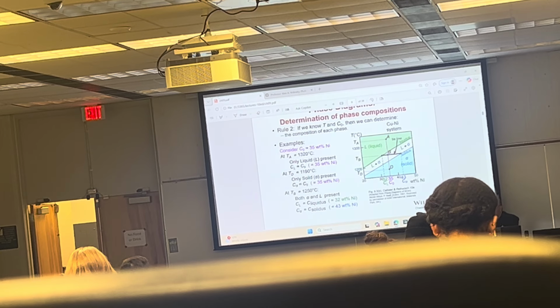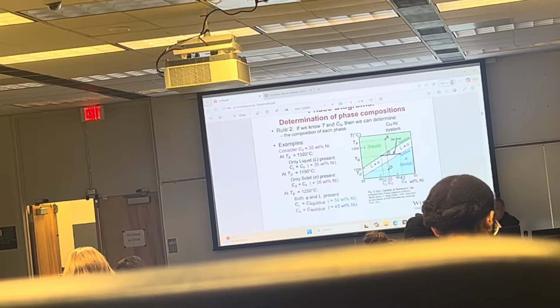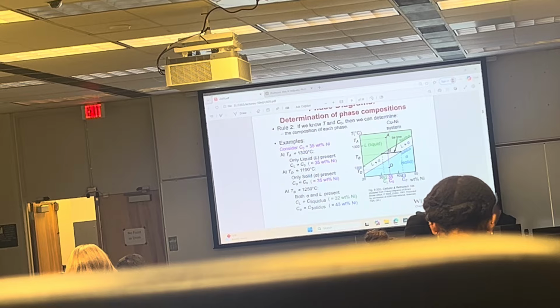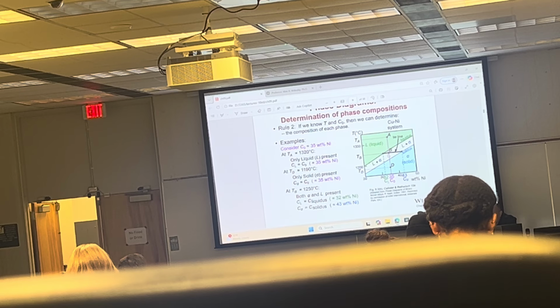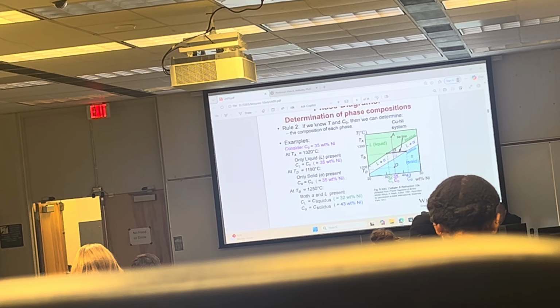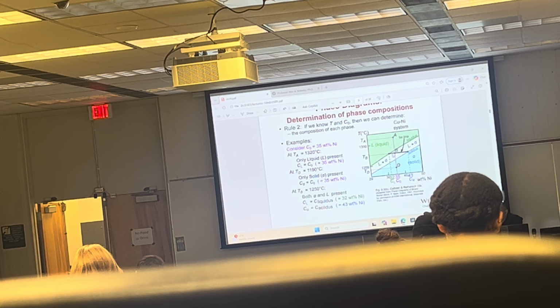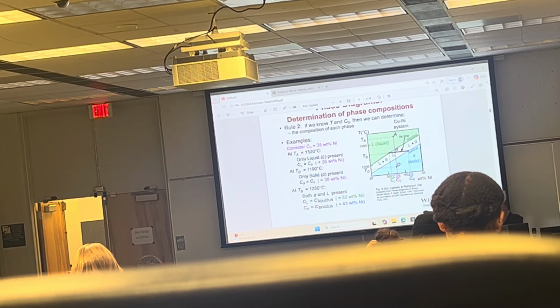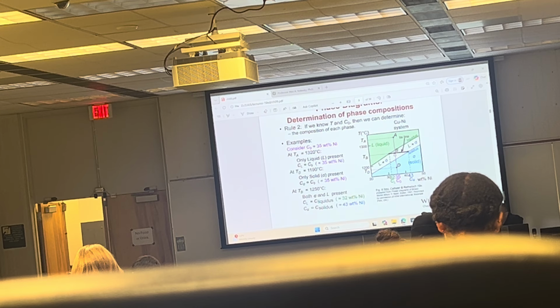But if we are in the two-phase region, where is the two-phase region? It's right here. It's the white color, and no color. The composition of each phase is determined by the tie line.